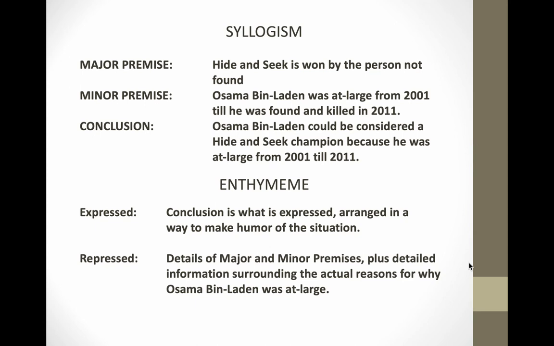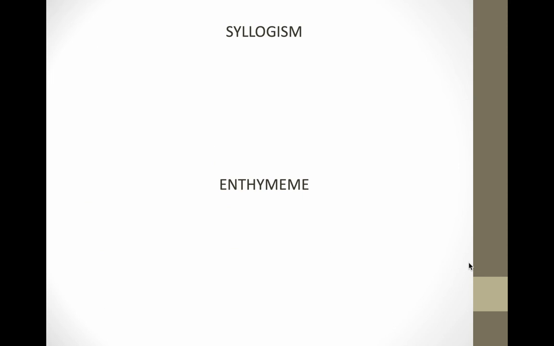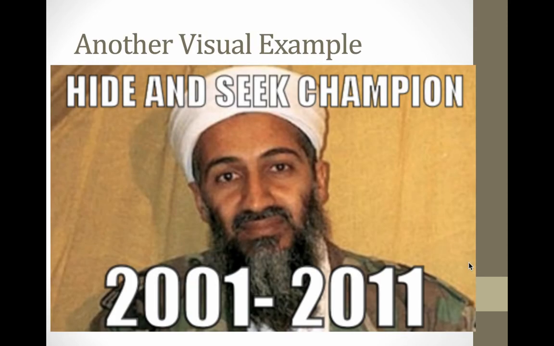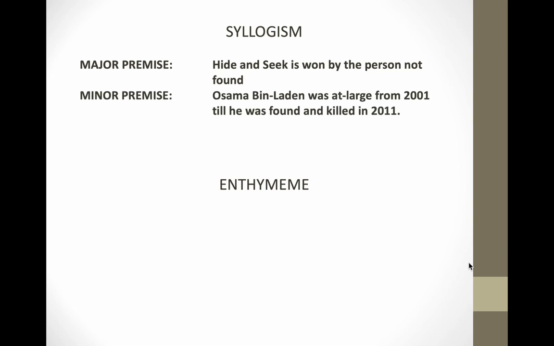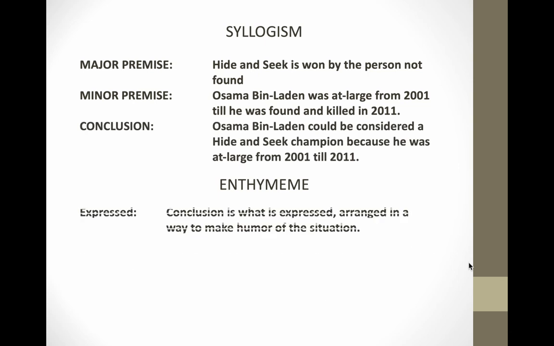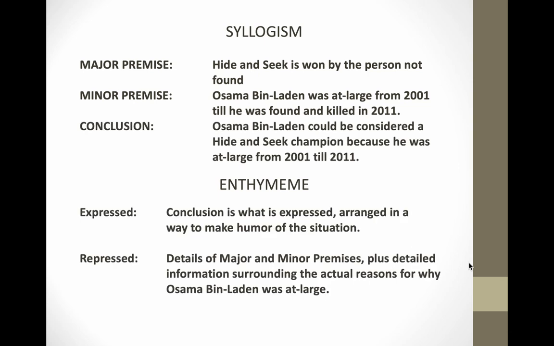All right? Those are things that, like I said, you have to be able to fill in. Because if you look at this picture, you see hide and seek champion, and maybe you know who the champion is, but if you don't know who Osama bin Laden is, and you don't know the meaning of 2001 to 2011, then at best the only thing you're going to get is the major premise. You may be able to guess part of the minor premise. You're certainly not going to get the conclusion, because it might not be a meme for you.